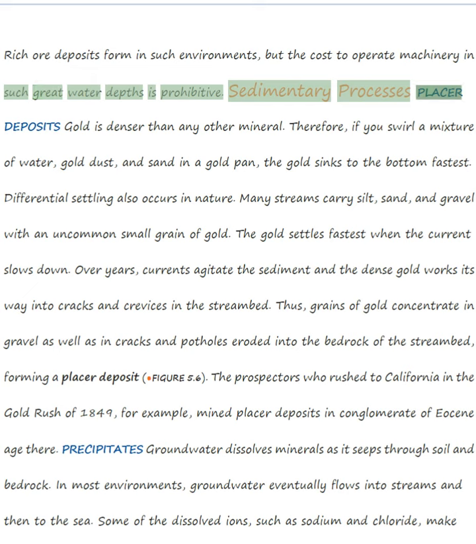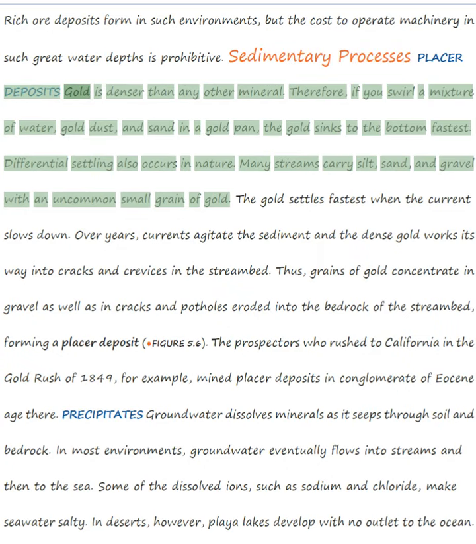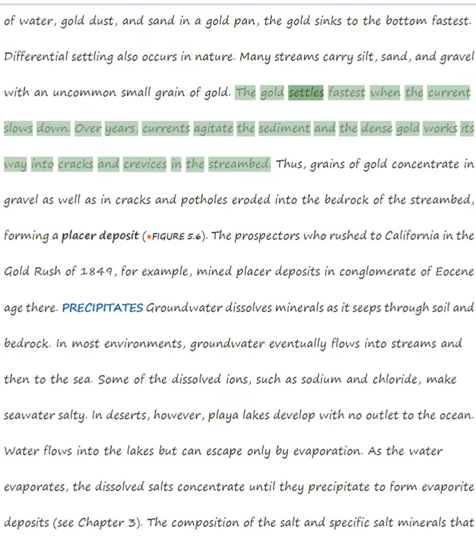Sedimentary processes: placer deposits. Gold is denser than any other mineral. Therefore, if you swirl a mixture of water, gold dust, and sand in a gold pan, the gold sinks to the bottom fastest. Differential settling also occurs in nature. Many streams carry silt, sand, and gravel with an uncommon small grain of gold. The gold settles fastest when the current slows down.